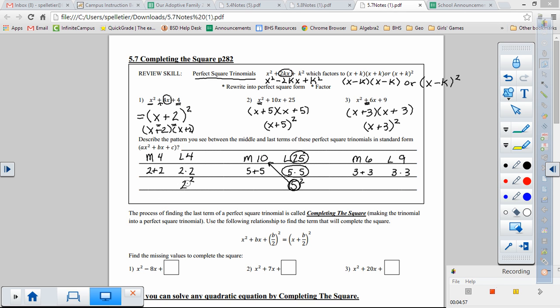And so the relationship we're hoping that you're seeing is that the last term is 5 squared, and 5 is half of 10. Let's see if this one works. So this is 2 squared, and this is 2 plus 2. So I need this 2 to be half of the 4, and that's correct. 5 is half the 10. And then this is 3 squared, and 3 is half the 6. So the last term is half the middle term squared.